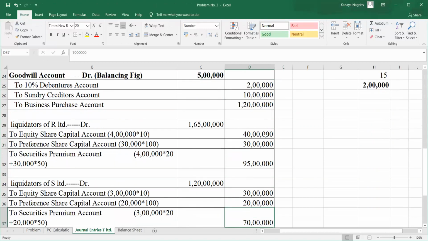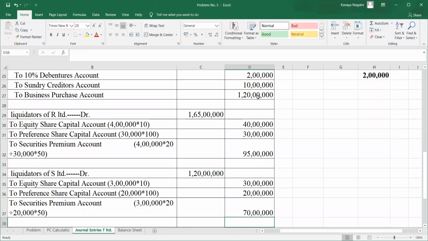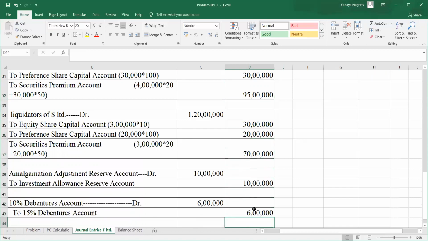Then this is the entry for capital. Equity capital, 40 lakh plus 30 lakh. That is 70 lakh will be recorded as our equity capital. 30 lakh plus 20 lakh, that is 50 lakh will be recorded as preferential capital. Securities premium will be 95 lakhs plus 70 lakh. So 1 crore 65 lakh is securities premium with us.